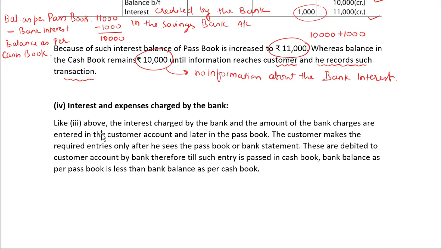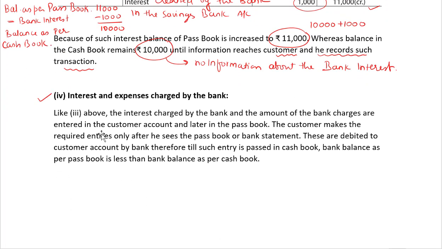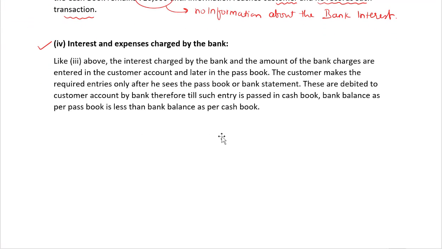Nice. Let's start from point number 4. Let's resume. So interest and expenses charged by the bank. Many a time it happens the bank will charge some interest or some kind of expense directly from our bank account. Supposingly, generally the bank charges for SMS charges, message charges, or overdraft charges.